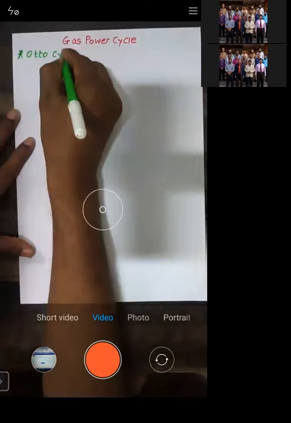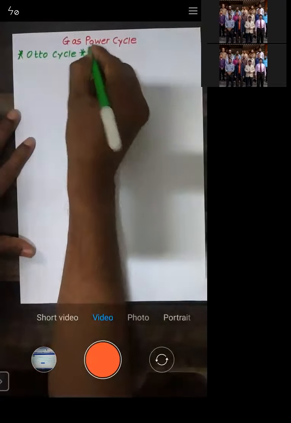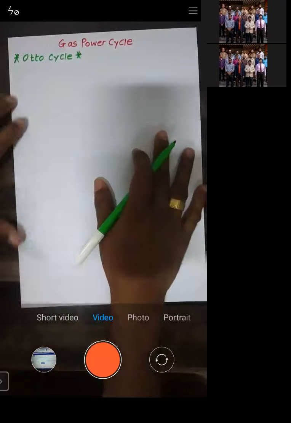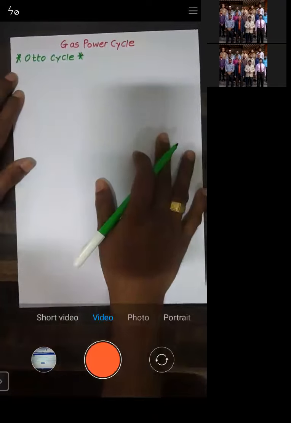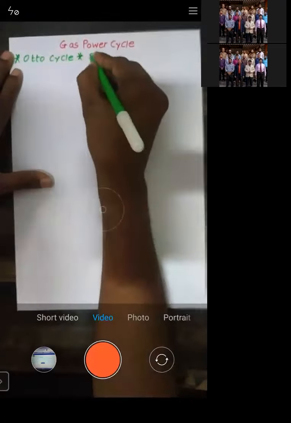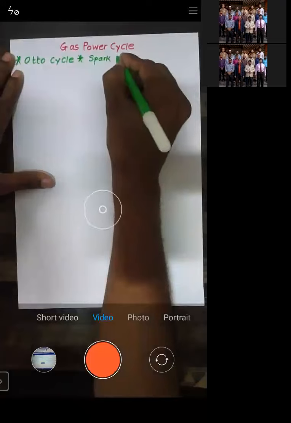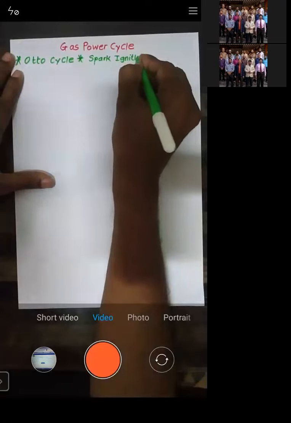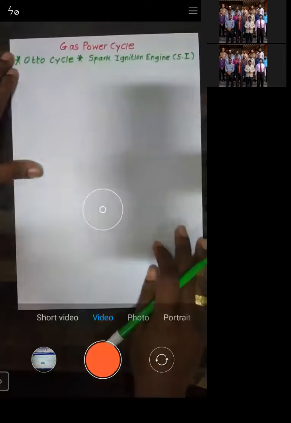That is the Otto cycle. As the name indicates, the Otto cycle is basically used in SI engines. SI engines are known as spark ignition engines, and these are basically the petrol engines. So we will see how petrol engines work on an Otto cycle.